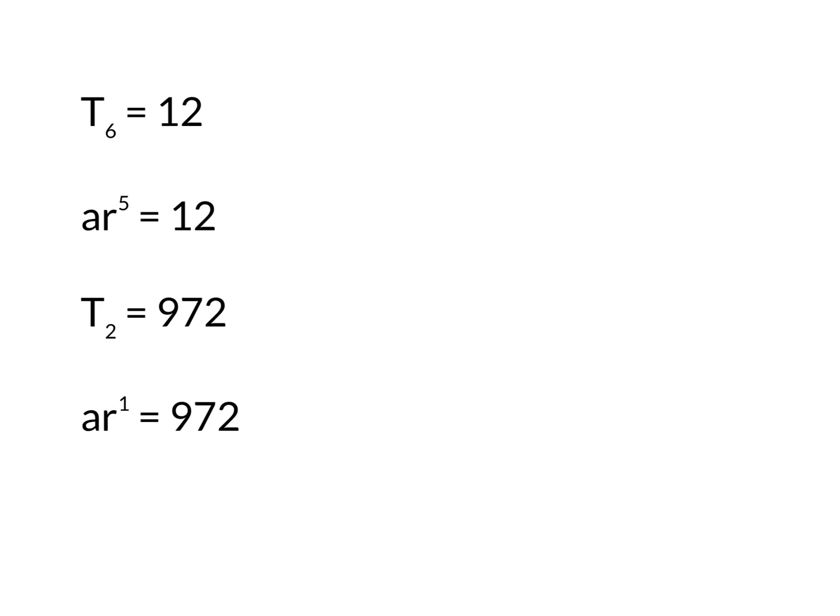We know that term 6 was 12. So therefore, if we use the term formula, a r to the n minus 1, where n is 6, you get a r to the 5 equals 12. And we also knew that the second term was equal to 972. So substituting in n equals 2, you get a r to the 1 equals 972. So we're going to use those two specific terms to now find the r and then the a.